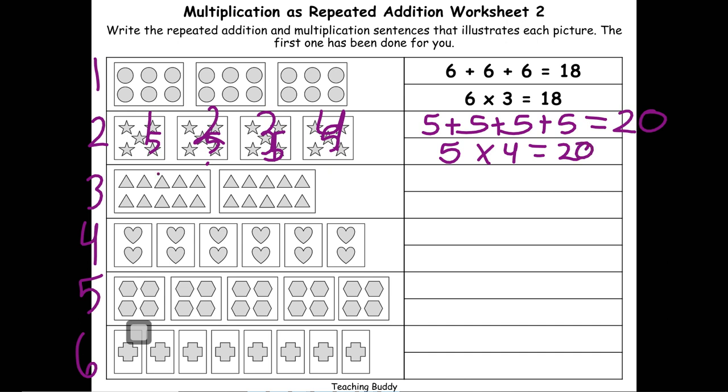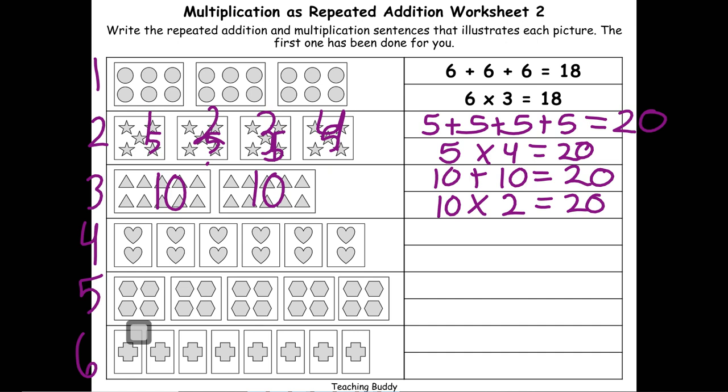Down here, we have 10 in each group. So 10 plus 10. That gives me 20. Another way to look at it is I have 10, and there are how many groups? 2 groups.